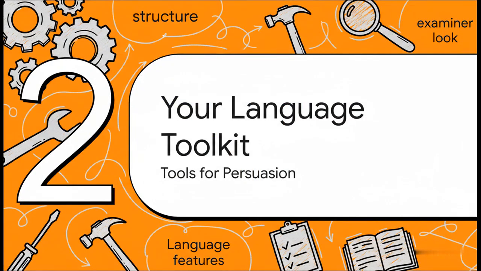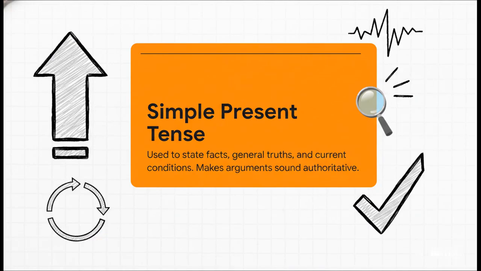Okay, let's move on. Now that we've got the structure down, we need the right tools for the job. We're talking about the specific language tricks that examiners are literally looking for. Let's get into your persuasion toolkit. First tool in the box, the simple present tense. This is such a clever and powerful trick.